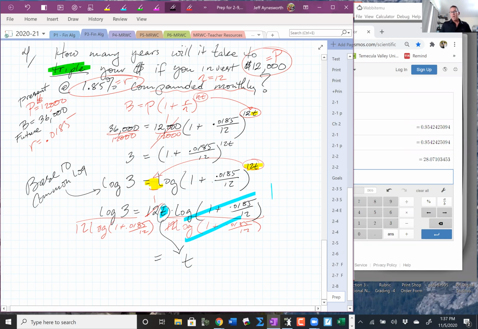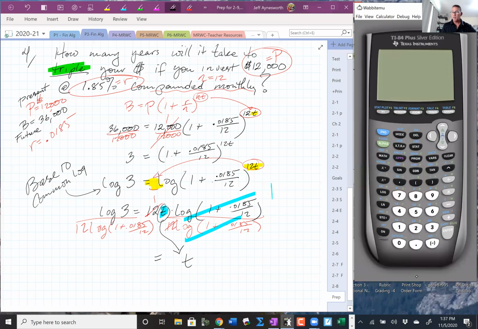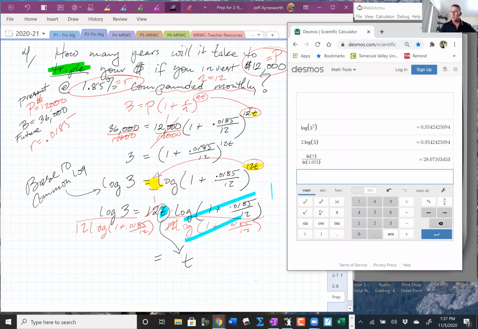See? So believe it or not, you could do that. Okay, you can divide by that entire thing. So believe it or not, even though this expression looks kind of ugly, it actually is doable easily on the calculator. So let's bring up the Desmos, or you guys can use your TI-84, it doesn't matter.